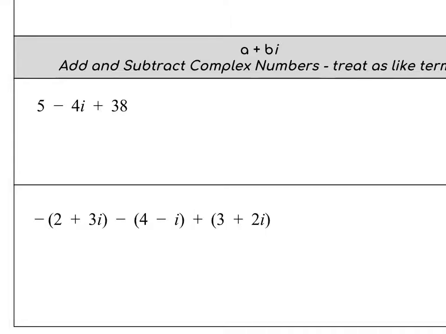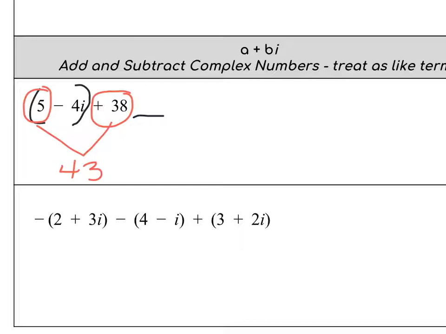So in our first example here, you can look at this as a complex number, a plus bi, plus 38. Notice there's no imaginary component to this complex number, meaning there's 0 imaginary. So really all we're going to have to do is combine our real numbers. We have a positive 5 and a positive 38. When you combine those, that's going to be a positive 43.